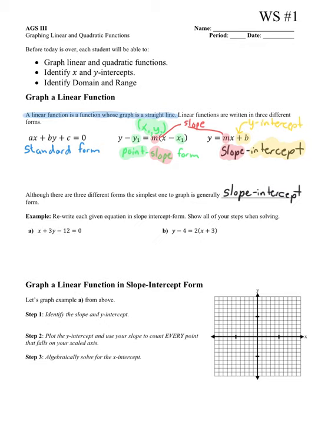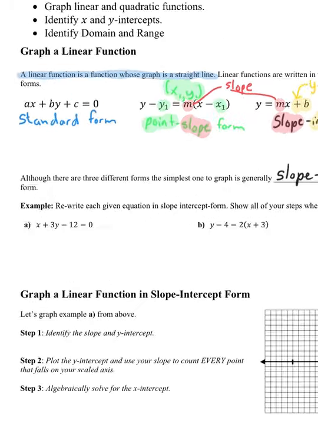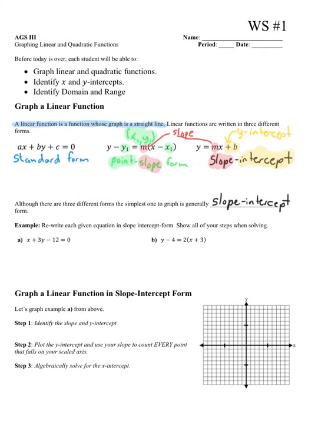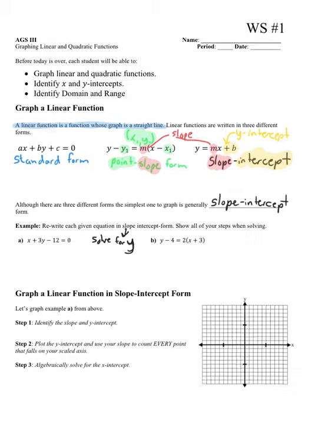But in order to graph slope intercept form, the first thing we need to be able to do is rewrite each equation in slope-intercept form. Whenever it says rewrite in slope-intercept form, that's just a fancy way of saying solve for y. You want to get y by itself on one side of the equation, because that's y equals mx plus b.